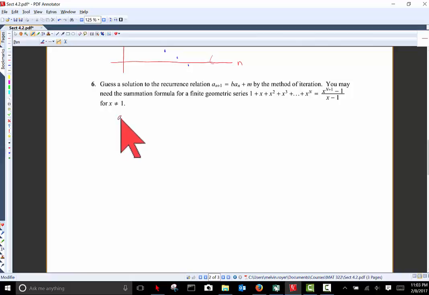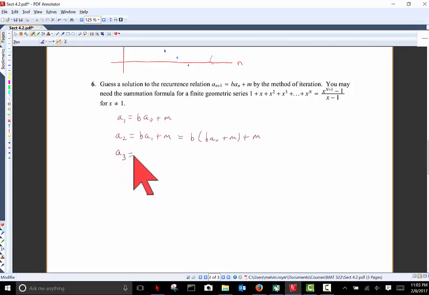So let's generate A1. It's B times A0 plus M. Then let's use that to generate A2. It's B times A1 plus M. But now I'm going to substitute the expression for A1 into this second expression. So it's B times BA0 plus M, and then plus the other M.